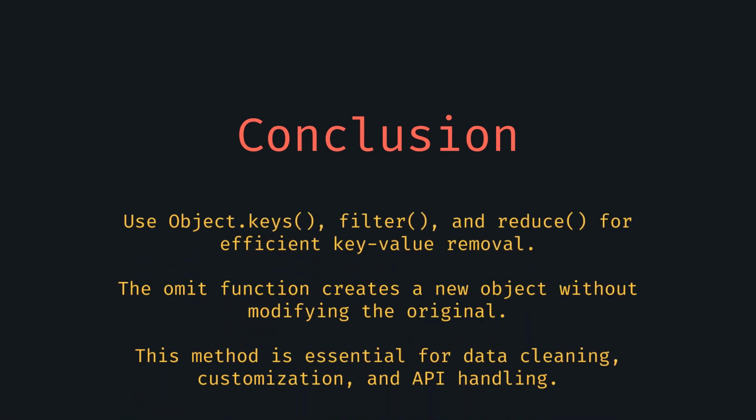To summarize, the omit function is a powerful tool for selectively removing key value pairs from an object. It is efficient, preserves the original object, and is extremely useful in various data manipulation tasks. Remember, mastering techniques like this helps you write clean and maintainable code.